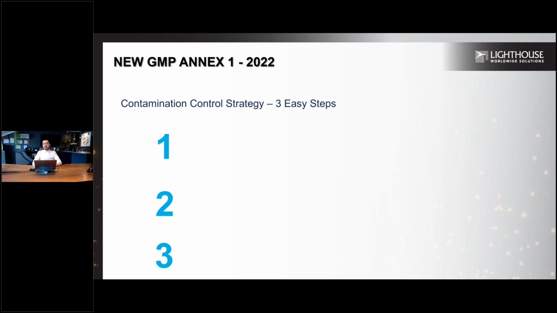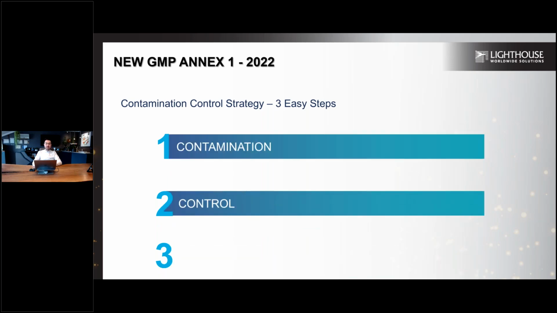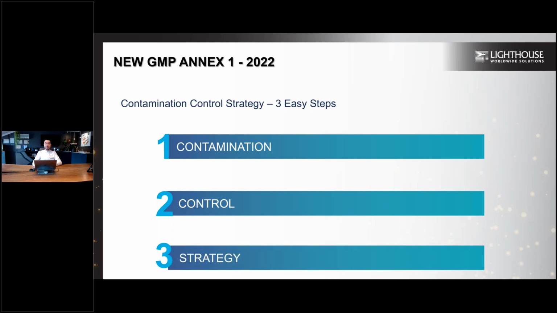So we have 3 easy steps. We built these 3 easy steps for you so that we will be able to cover all the aspects of contamination control strategy as well as describe the details. Number 1, defining the contamination. Number 2 is controlling it. And number 3 is developing the strategy. As you can see, the document itself has all the answers that we need. So if you follow these 1, 2, 3 steps, then it will be easy for us to build our own contamination control strategy. I will also give you a couple of other examples for sure, but it's a nice point to start with.